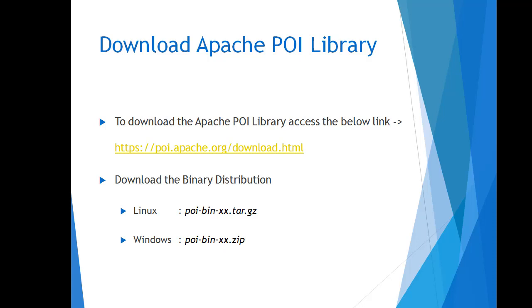If we are using a Windows laptop, we have to use POI-bin- the version name. But if you are using a Linux operating system, you have to use POI-bin- the version .tar.gz file. Currently we are using the Windows operating system, so we have to download POI-bin the version .zip. I have already downloaded the latest version.